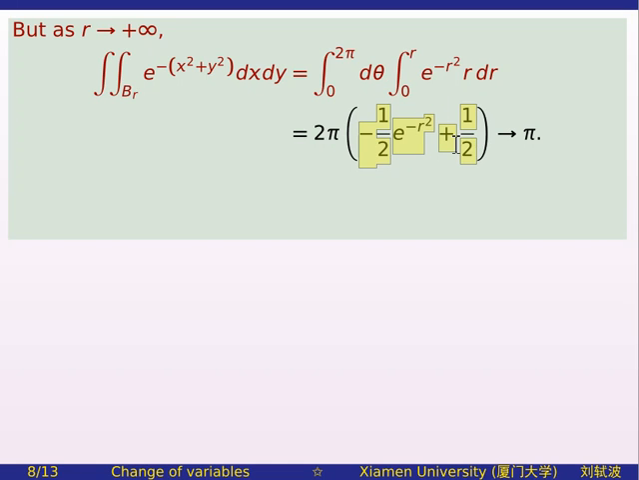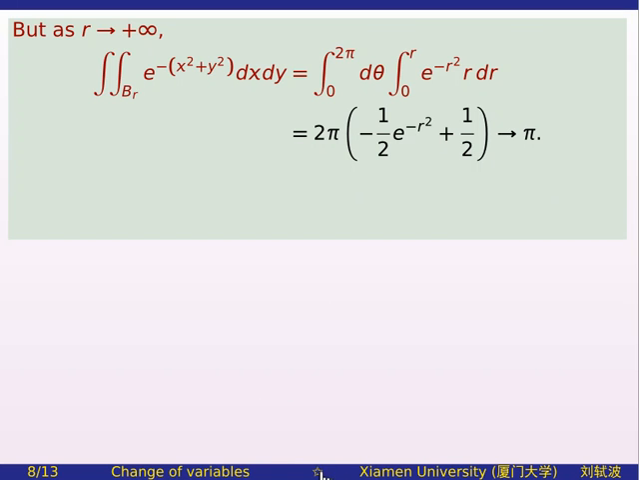Then this number does not depend on theta, so the value of this integral can be considered as a constant. Therefore, the integral of that constant over 0 to 2 pi is precisely 2 pi multiplied by this constant. Then as r goes to infinity, this goes to pi. Why? Because the exponential of minus r squared goes to 0. So this goes to pi.